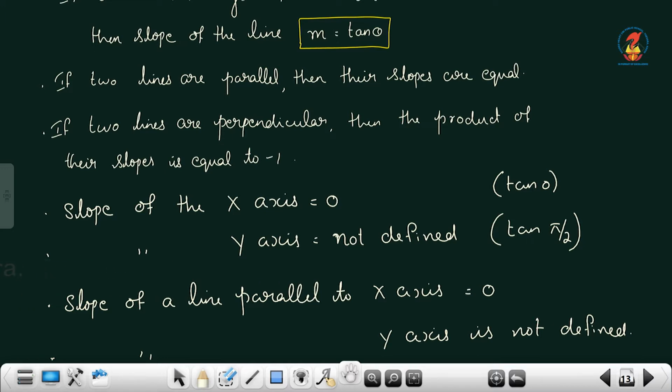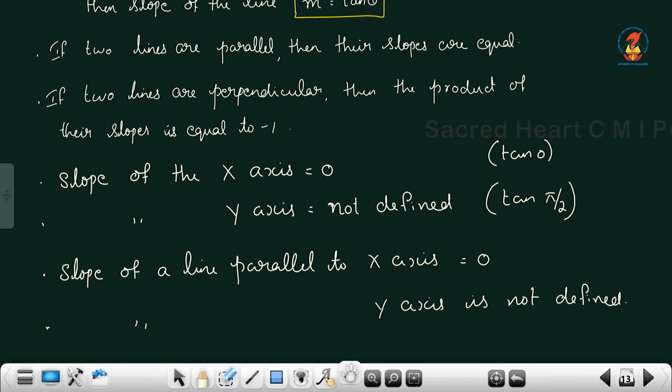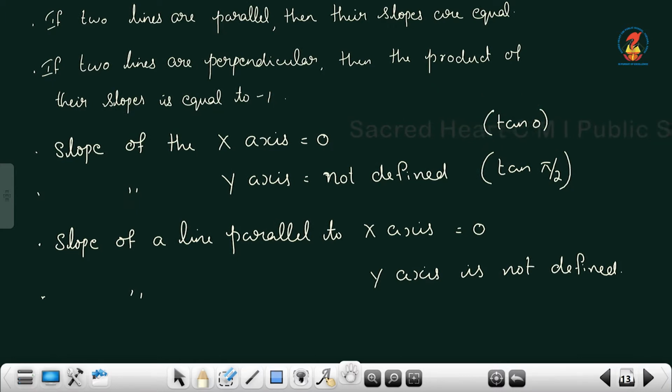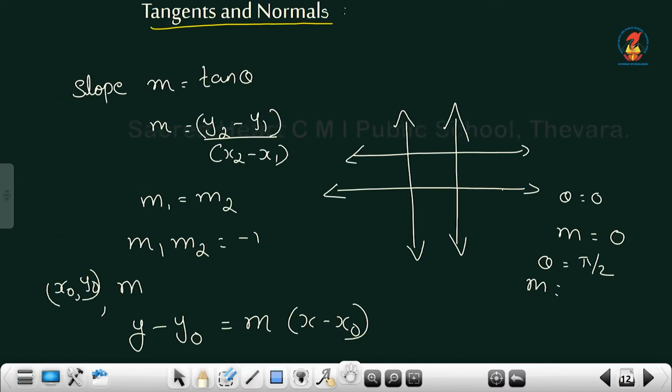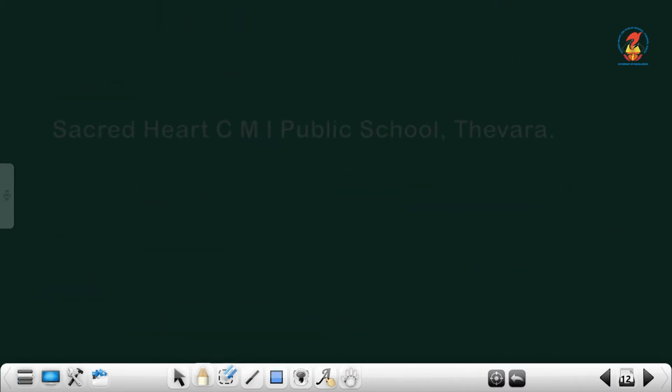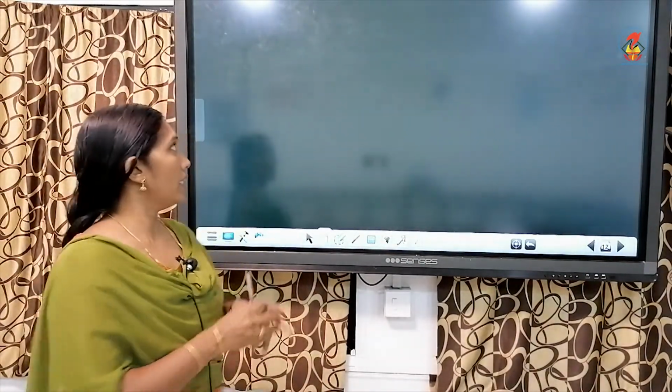Slope of x-axis is equal to 0. What is the reason? Theta equal to 0, that is why. Slope of y-axis is not defined since theta is equal to pi by 2. Slope of a line parallel to x-axis is 0. Slope of a line parallel to y-axis is not defined. Now this year what we have to learn? We have to learn the equation of a tangent and normal to a curve at a point.